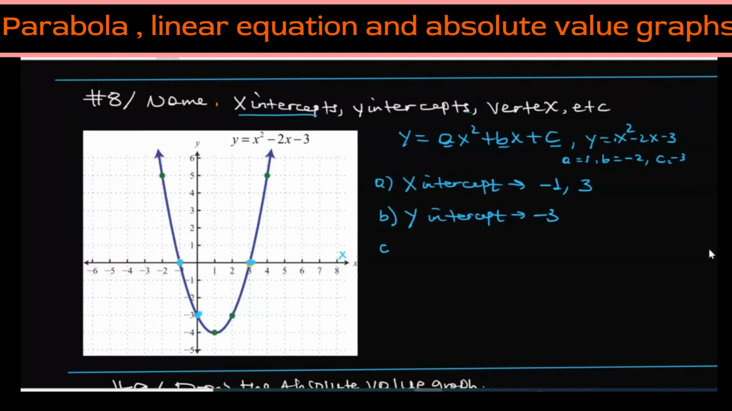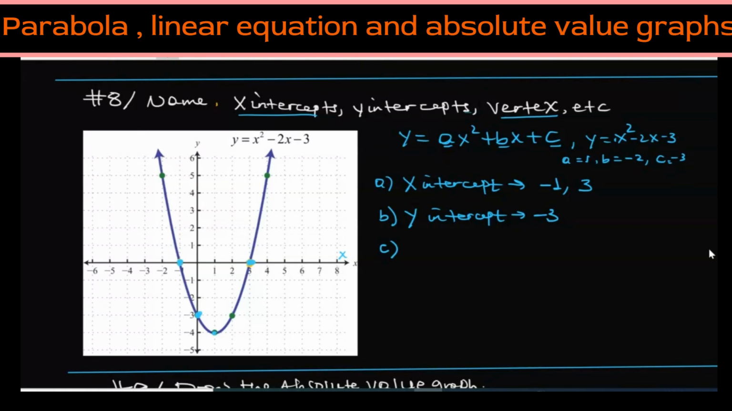Very good. And then c is the vertex. The vertex of a parabola is simply the turning point. It could be the deepest or the highest point, depending on how the parabola opens. In this case, it is opening up.